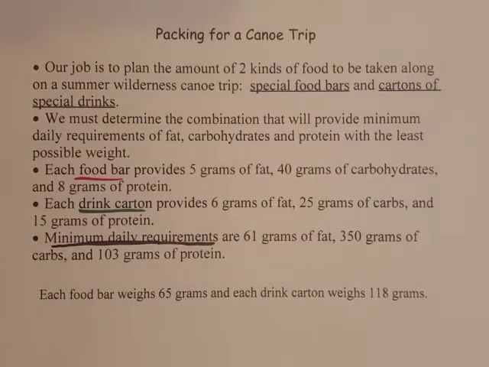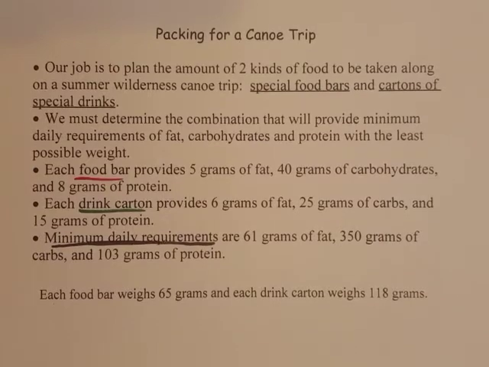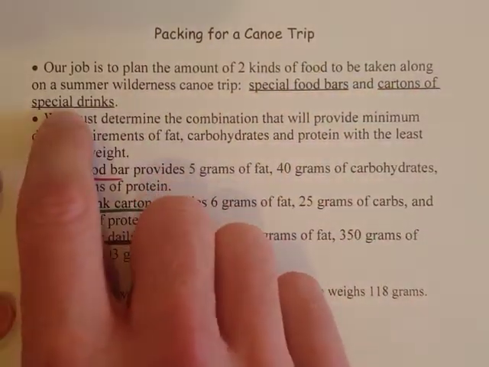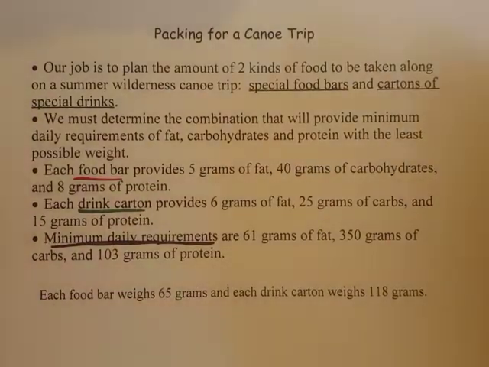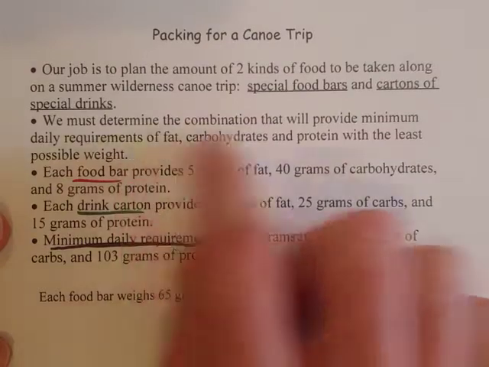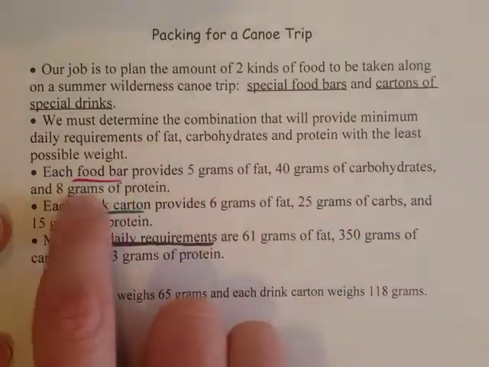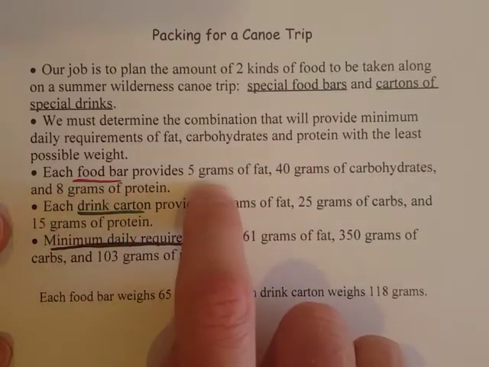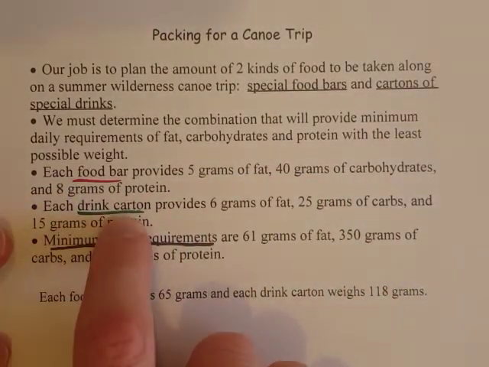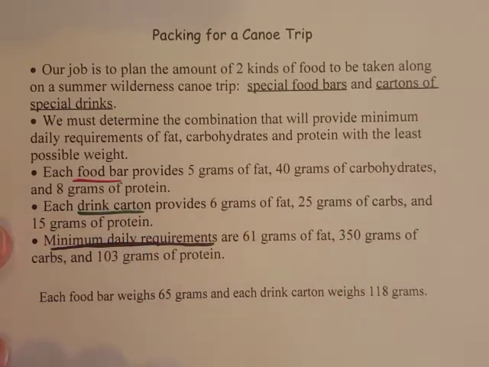But here's what we're doing. We're packing for a canoe trip, and it's our job to plan the kind of food that we're going to take along. We have special food bars and cartons of special drinks. So those are the only two items we're going to have. And they're telling us here that we need to provide for a minimum daily requirements of fat, carbs, and protein. Each food bar has 5 grams of fat, 40 grams of carbs, 8 grams of protein. Each drink carton has 6 fat, 25 carbs, and 15 grams of protein.